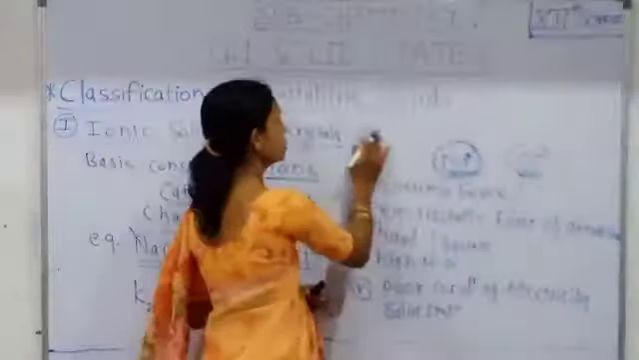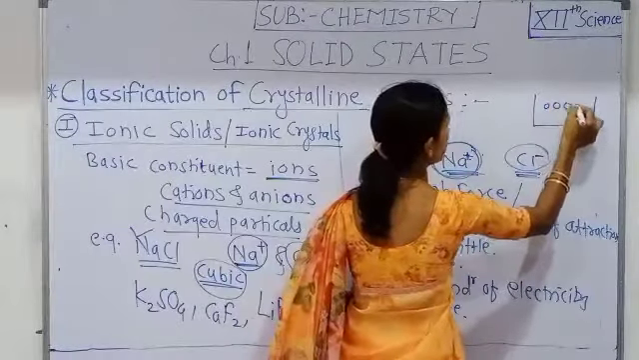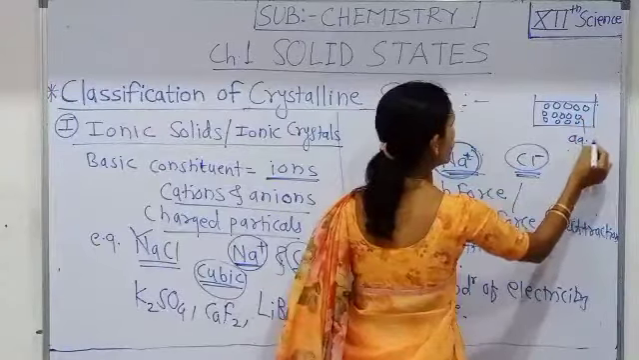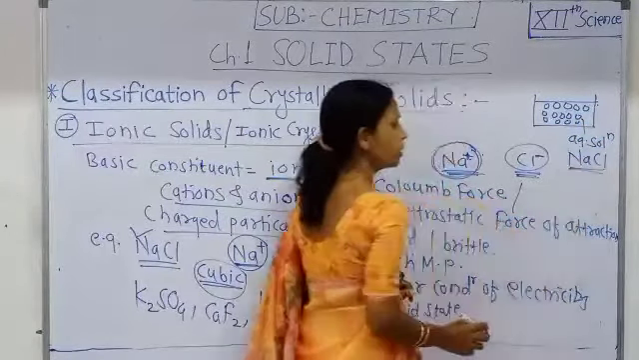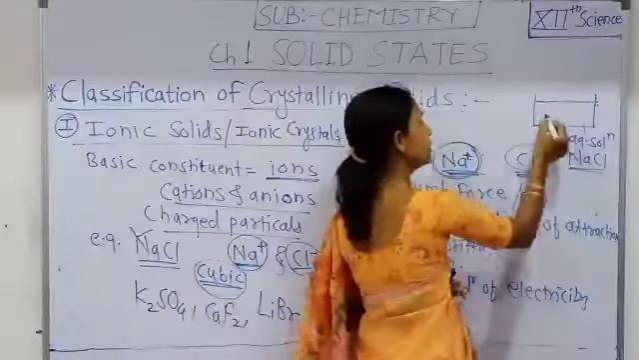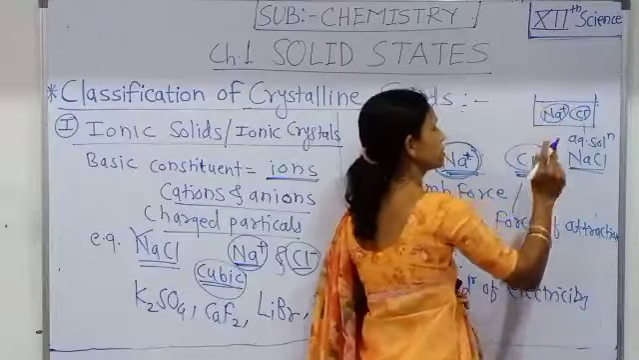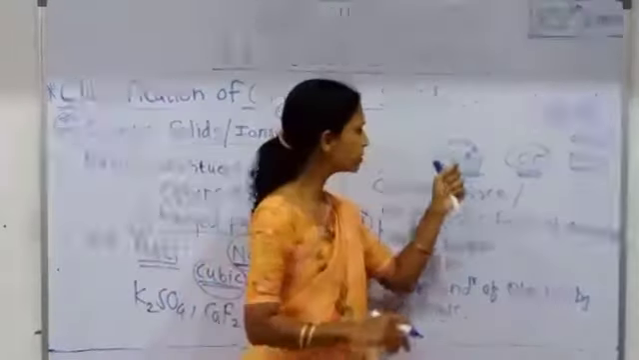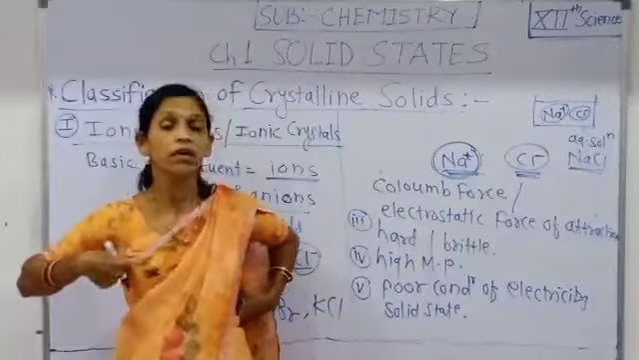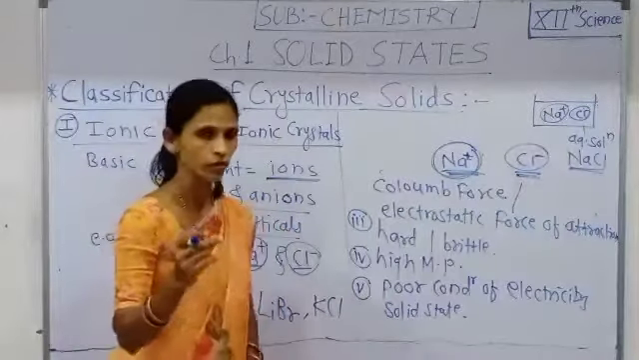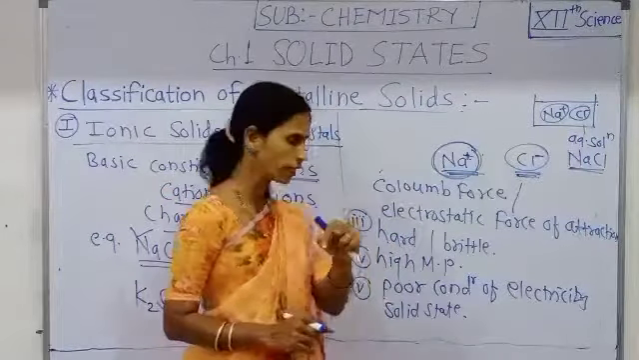As well as when ionic crystals, that is common salt, are dissolved in aqueous medium, that means an aqueous solution of NaCl, for example, then they dissociate into Na+ and Cl- ions. And an aqueous solution of ionic crystals and the fused state of ionic crystals are also good conductors of electricity.